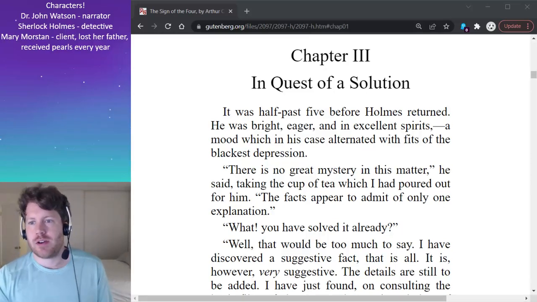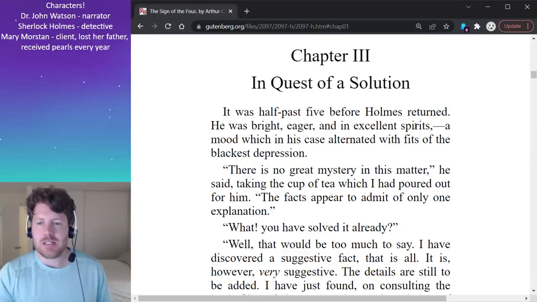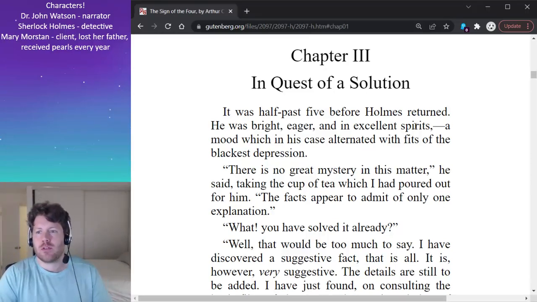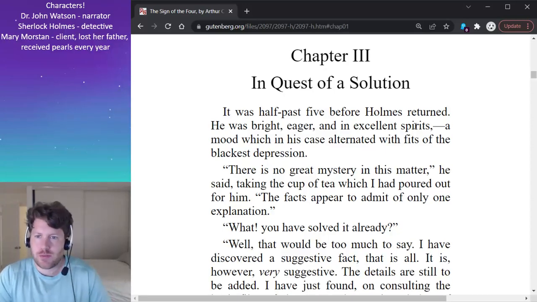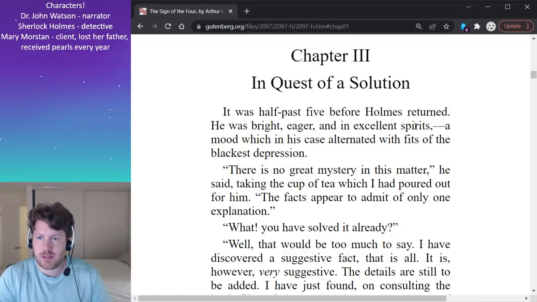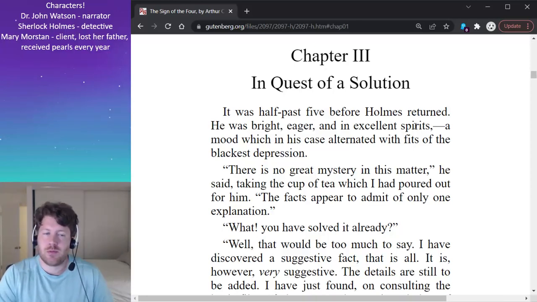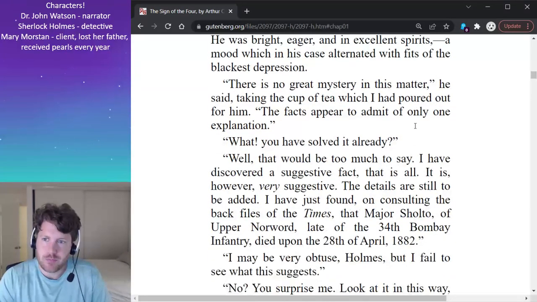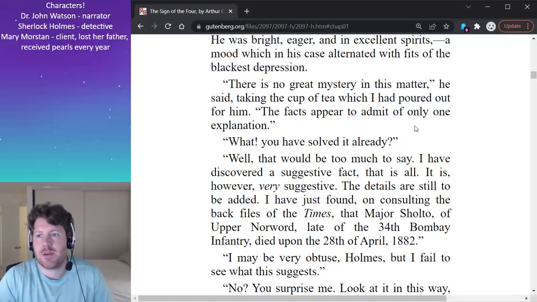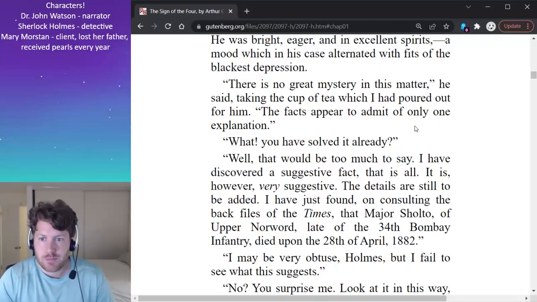It was 5:30. It was 5:30 before Holmes returned. He was bright, eager, and in excellent spirits, a mood which in his case alternated with fits of the blackest depression. "There is no great mystery in this matter," he said, taking the cup of tea which I had poured out for him. "The facts appear to admit of only one explanation."